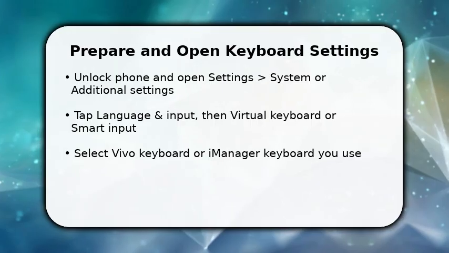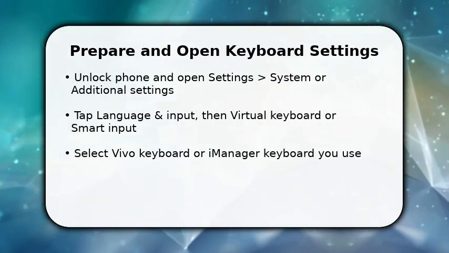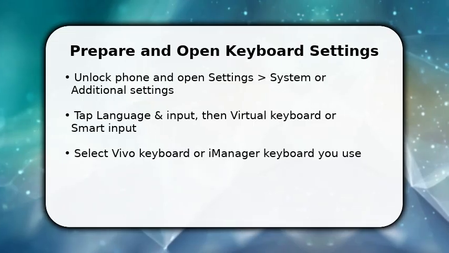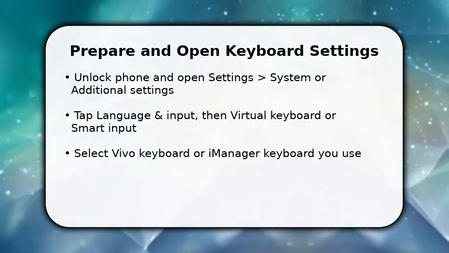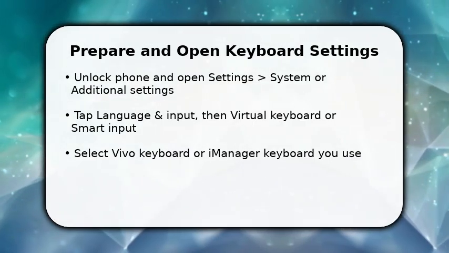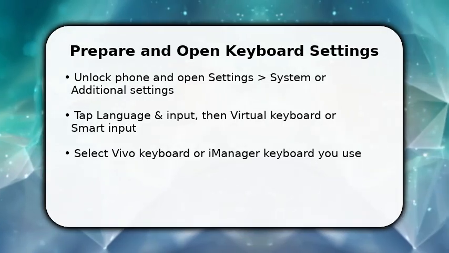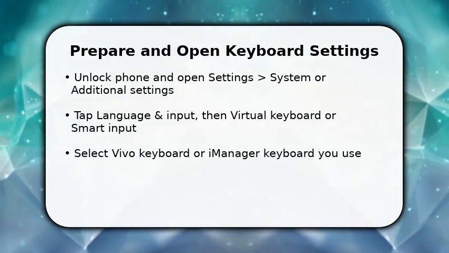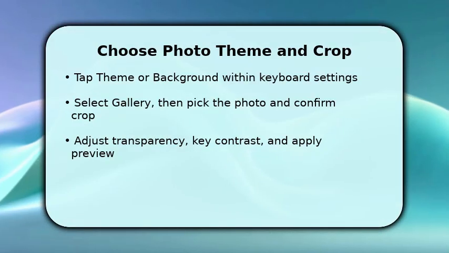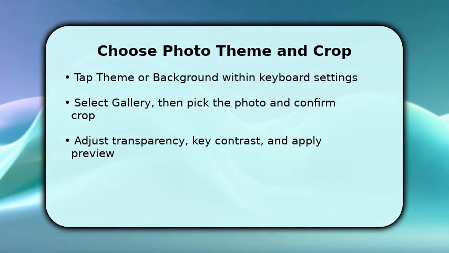Once done, make sure you have the photo ready in your gallery, ideally cropped to roughly 16:9 for best fit. You don't need third-party apps yet. Stay inside System Settings, so changes apply immediately, and avoid permission prompts later. You now pick Theme or Background and tap Gallery to choose your image.